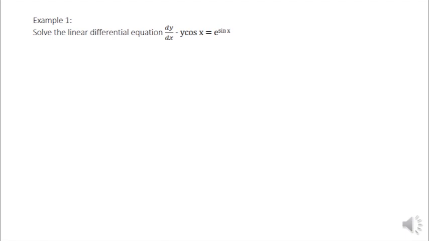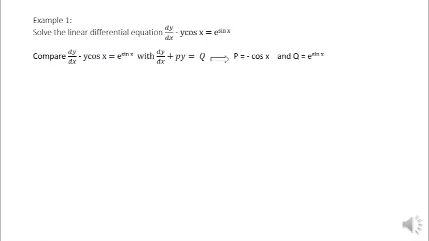So example 1, the question says solve the linear differential equation dy over dx minus y cos x equals e raised to the power of sine of x. Now the first thing we have to do here, I was saying the other time that we have to pay very rapt attention to this lecture. So the first thing we have to do is to compare with what we have in our definition. And don't forget we have this particular equation from our definition. So we have to compare our given equation, which is this, with what we have in our definition.